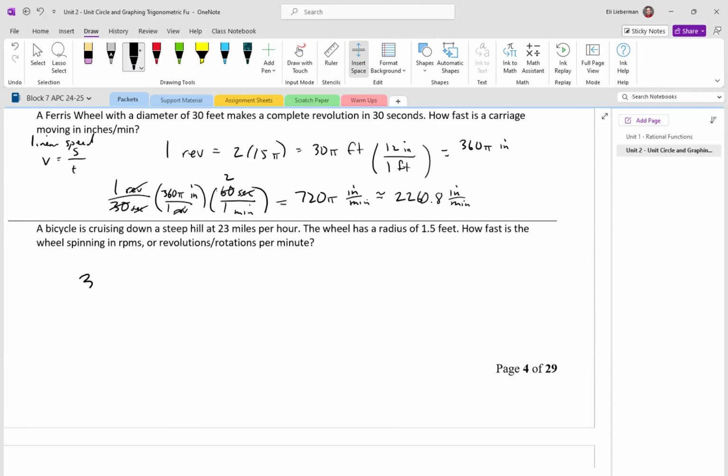You're gonna start with 23 miles per hour. Does that make sense that I'm starting here? I'm going from miles per hour to revolutions per minute. 5,270, right? What's that? No, 5,280. Yes, do you know that number? 5,280? Number of feet per mile.